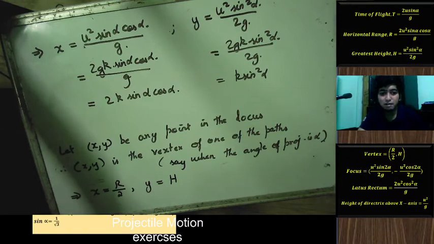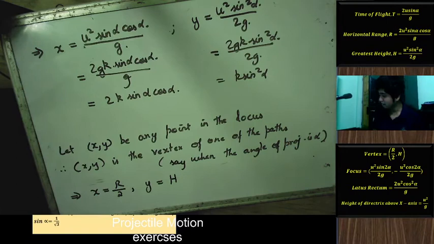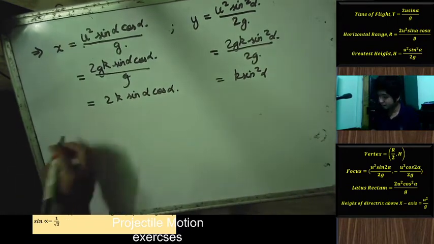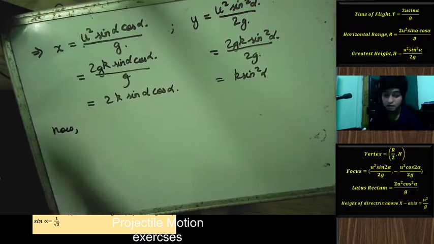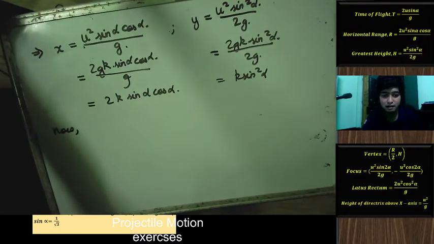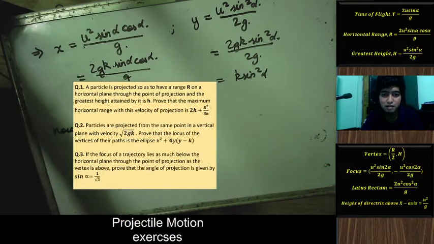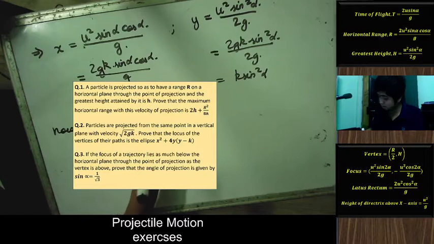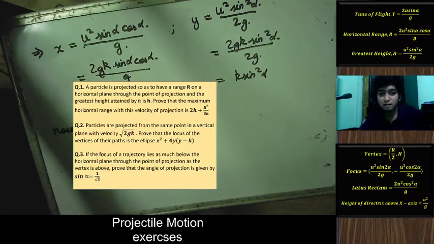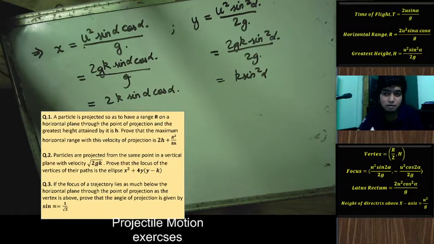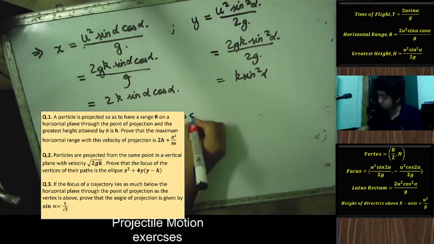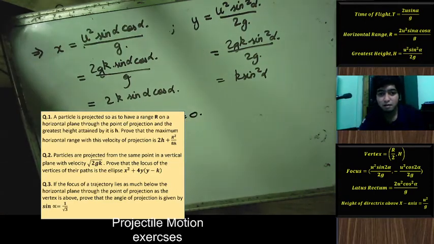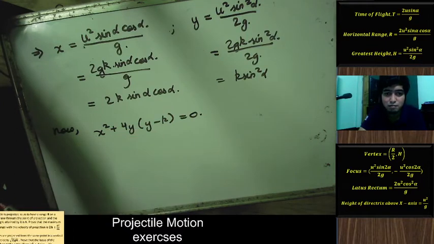Now, if you take a look at the question, we need to find this value. We need to show that the locus, again I will show this question, is x squared plus 4y into y minus k. Sorry, it should be equal to 0. So we need to show that the locus of the paths, the ellipse, is given by this expression equal to 0.